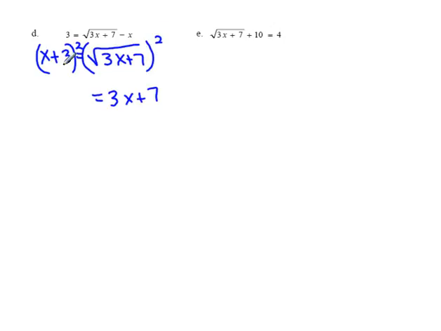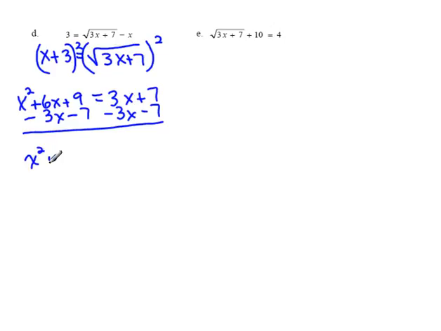But the other side, we have a binomial squared. Remember, that means to FOIL it. If you don't FOIL it, you're going to miss the middle term. It comes out to be x squared plus 6x plus 9 when you FOIL it. Okay, since we have an exponent in our answer here, to solve this equation, we need to set everything equal to 0. So I'm going to subtract the 3x and subtract the 7. This gives me x squared plus 3x plus 2 equals 0.